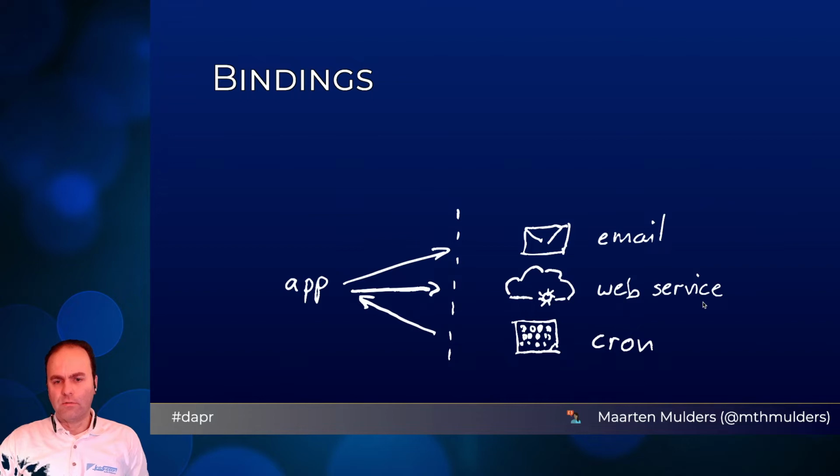Bindings come in various sub-flavors. There are outgoing bindings, for example, sending out an email, sending out an SMS message, invoking a remote web service. And there are incoming bindings, for example, a cron schedule that will trigger your application at a specified pattern. And there are also bidirectional bindings that allow communication both incoming and outgoing of your system.